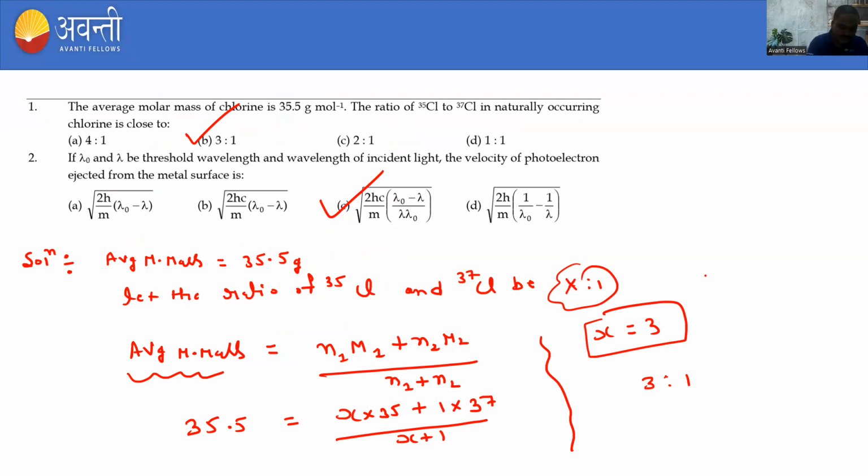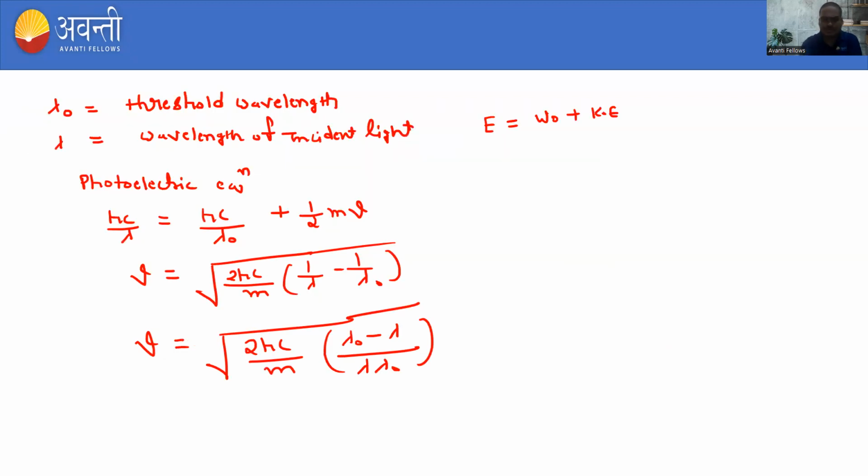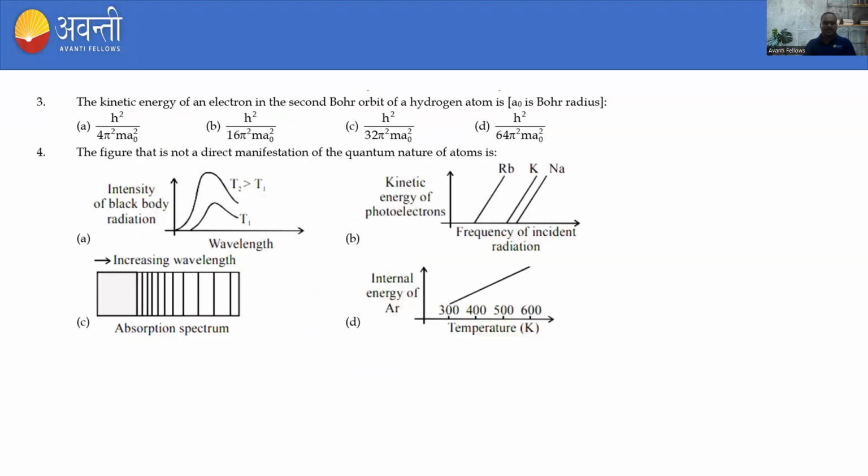Chalo. So this is all about this question, that is question number 2. So सबको समझ आ गया होगा, I guess. Let's move to the next question, that is question number 3.